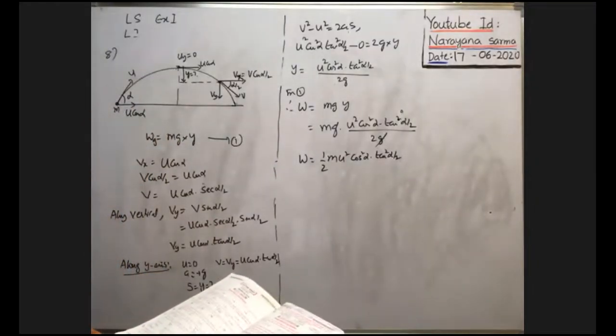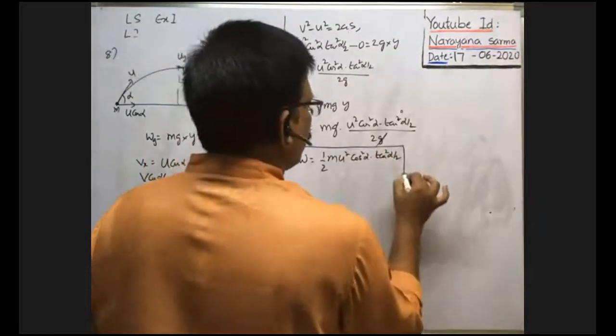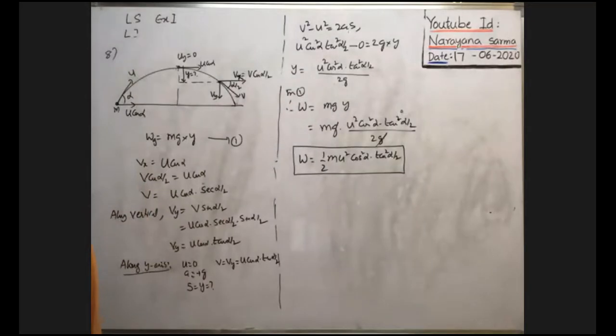Half m u square cos square alpha into tan square alpha by 2. So this is the answer. By work energy theorem also we can calculate the same problem.